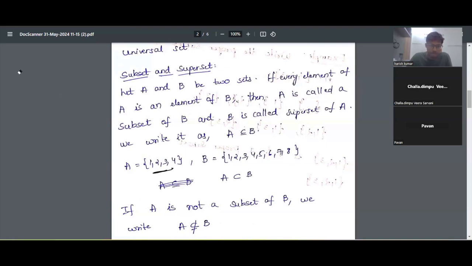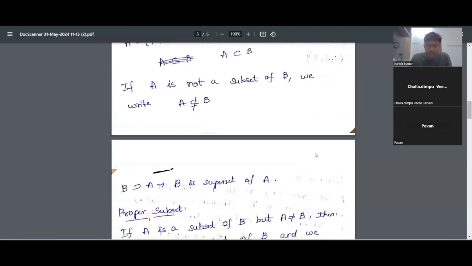All right. If A is not a subset of B, then we write A not a subset of B. We just put that not-equal-to type of mark, right? We put that mark on the symbol. And B superset of A is the same: the opening of the symbol would be towards the superset. Whichever is the superset, the opening of this symbol will be towards that.